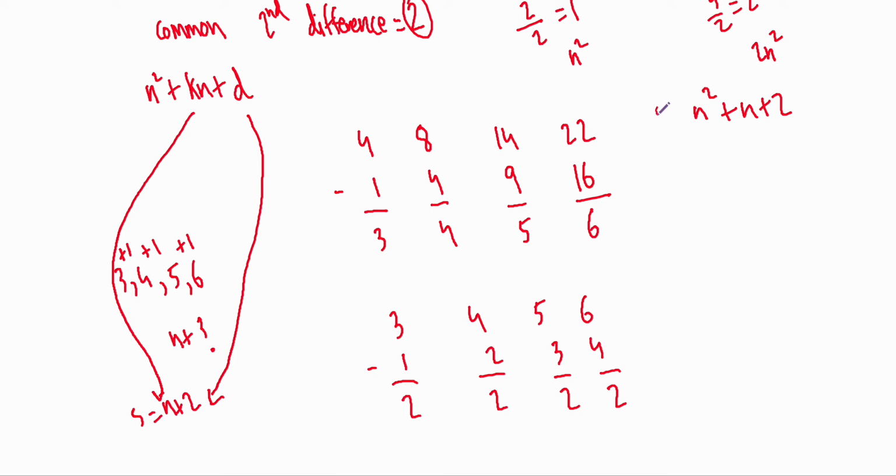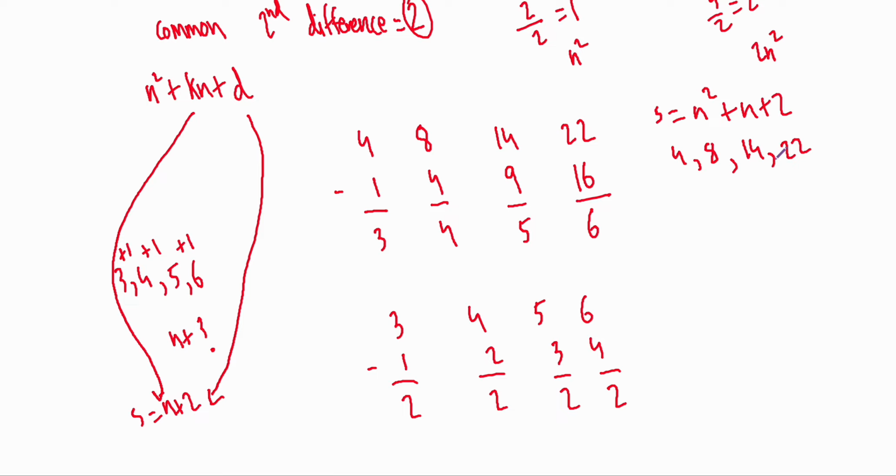And we can see that it works. If you put n is equal to 1 in this, you get 1 plus 1 plus 2 is 4. You get n equals 2 in this, you get 2 squared 4 plus 2 6 plus 2 8. And you put n equals 3, you get 9 plus 3 12 plus 2 is 14. And n equals 4, you get 16 plus 4 20 plus 2 22.